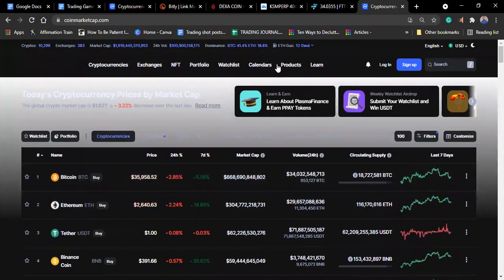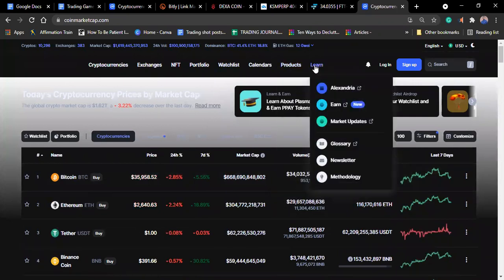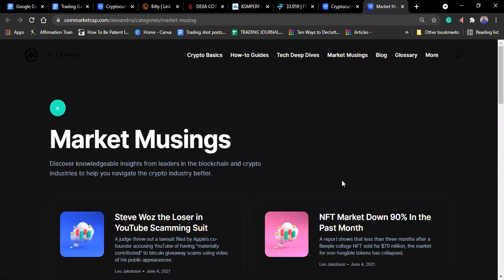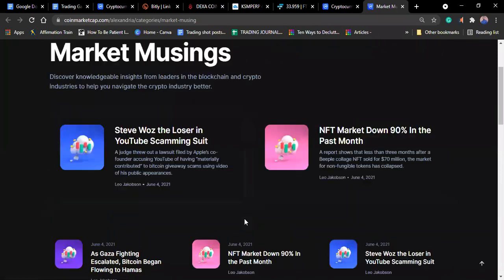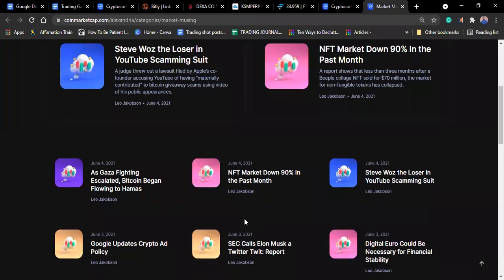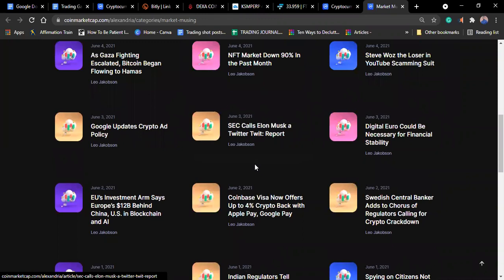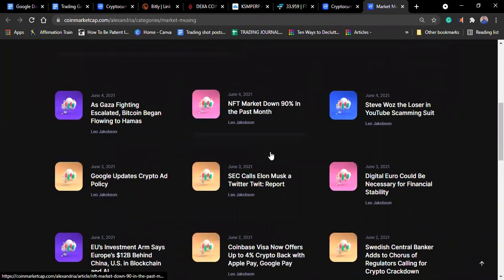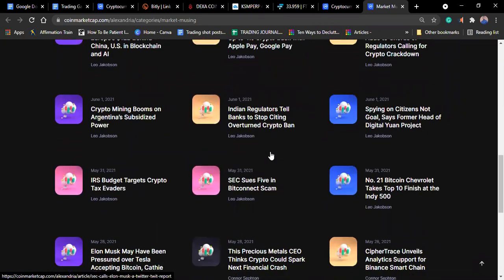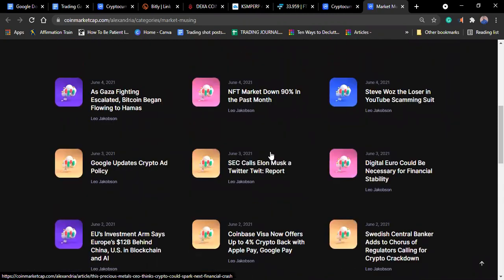Now, other ways to use CoinMarketCap: you can come here and learn. You can get a newsletter. You can get market updates. You can keep abreast of the things that are happening in the market. From here, all these links will lead you to blogs that have been written in the cryptocurrency space, and you learn a thing or two.